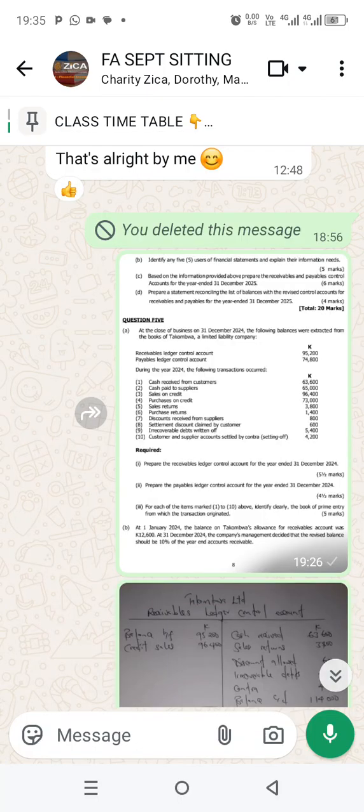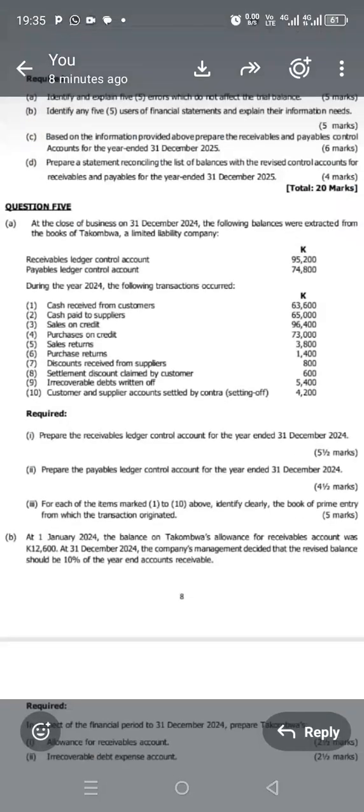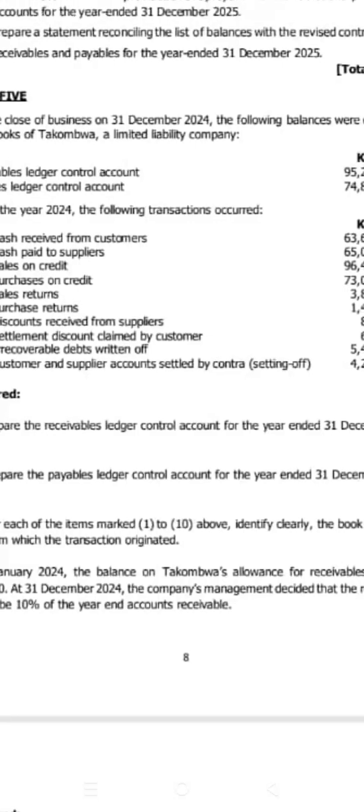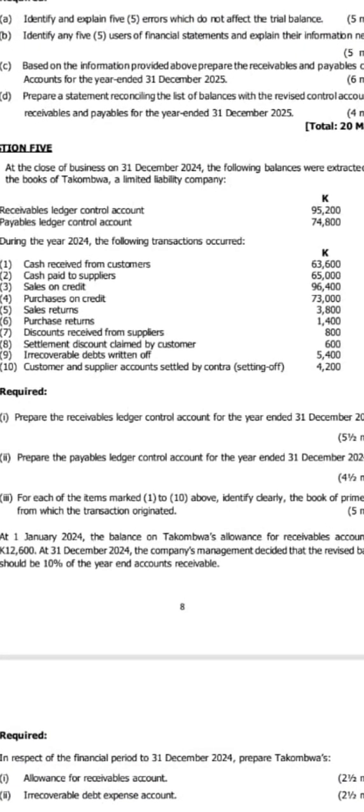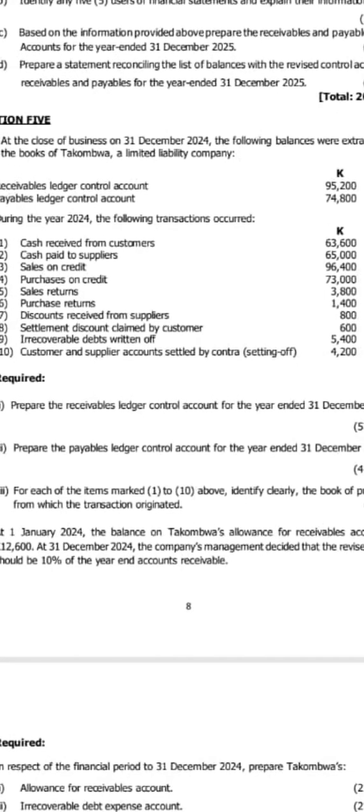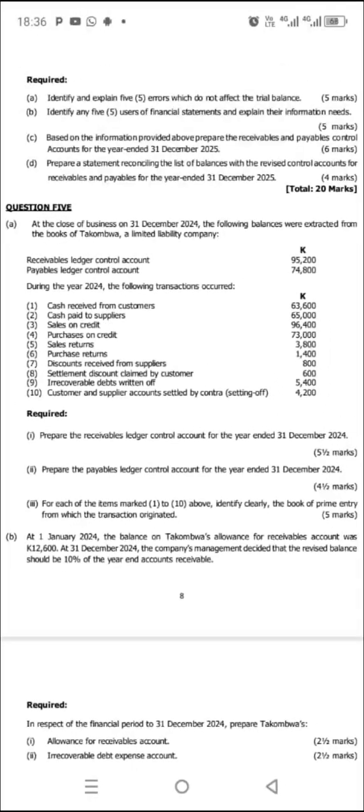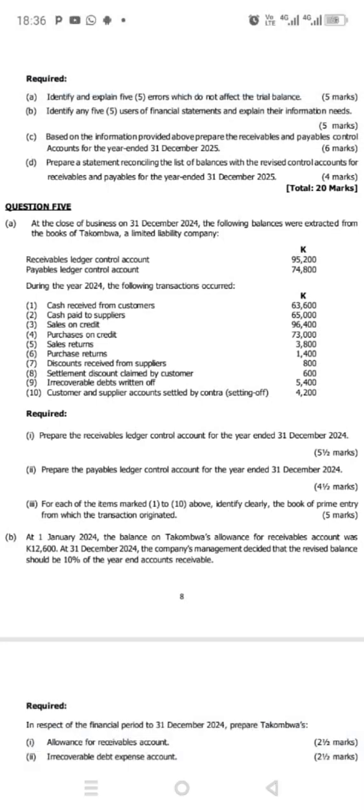We move to the next transaction. Cash paid to supplier. Like I said, supplier, they go with the payable ledger control account. So supplier, it's connected with the payable ledger control account. So that is it. This one is not going to be dealt with in the receivable ledger control account. It will rather be recorded in the payables ledger control account.